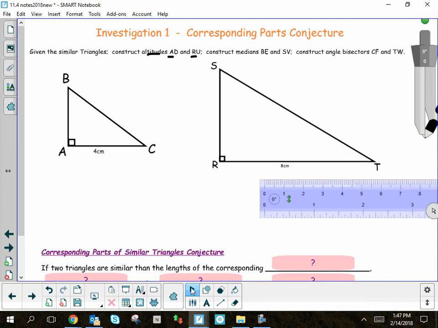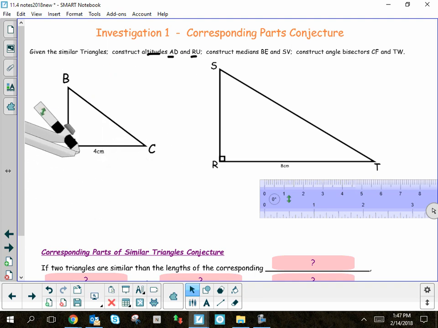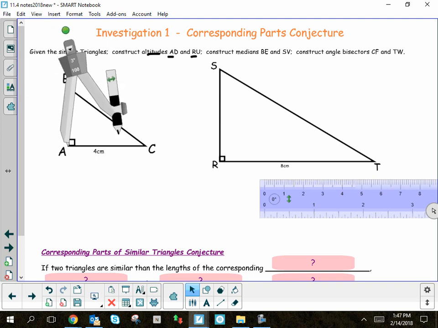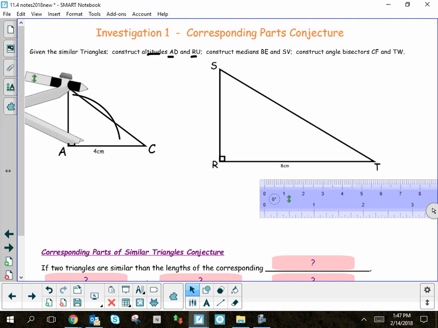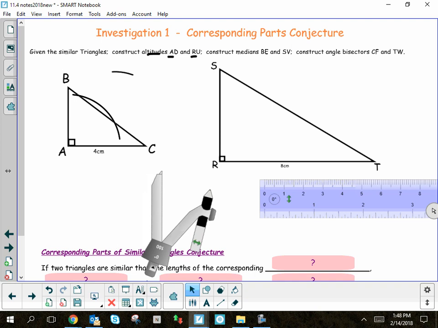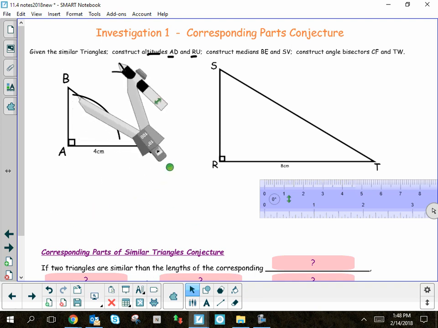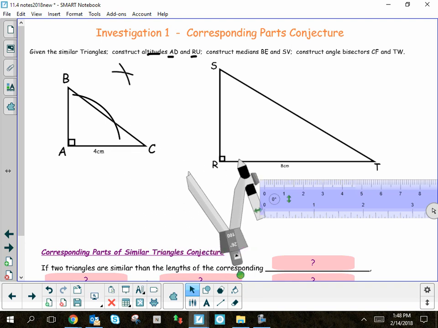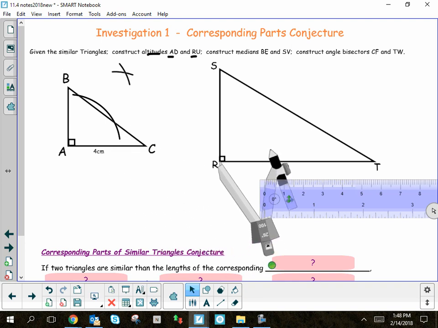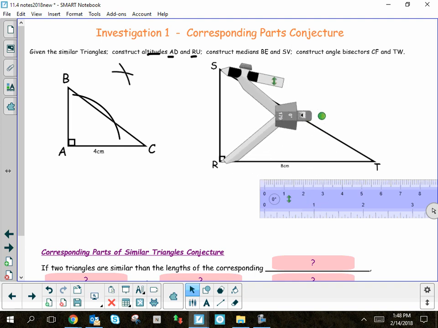Okay, so you can recall how to construct an altitude, and it says AD, so we're going to go from A. And remember, you make a little smiley face. And you can arc out here, based on this point right here. Make another arc over here, and then we'll get our ruler and connect that. And then do the same thing over here.